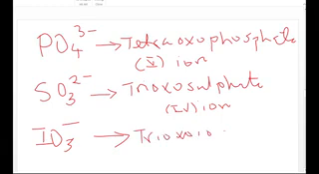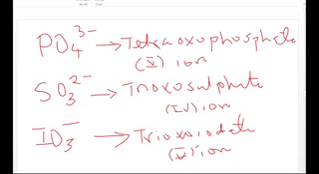Trioxoiodate(V) ion. Very correct. Now, once you get this, then you are good to go to begin naming of simple ionic compounds.